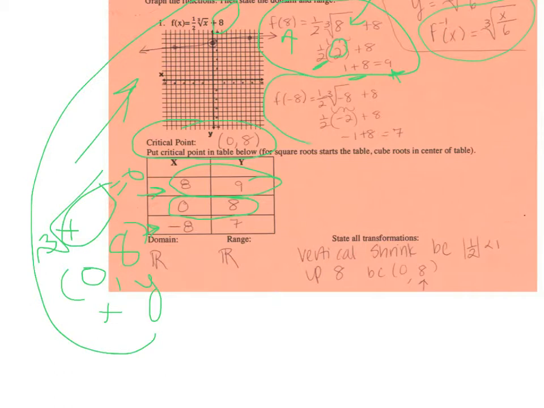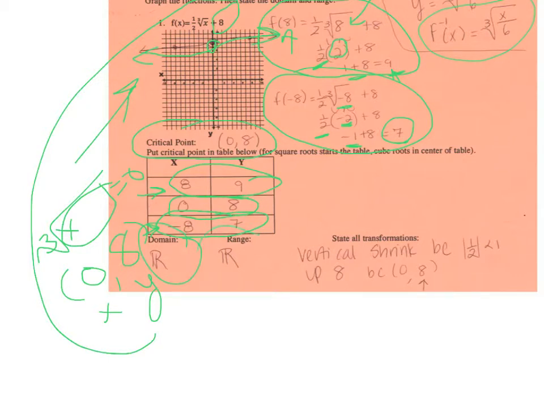Then when you plug in negative 8, same thing. Cube root of negative 8 is negative 2. You multiply by a half, you get negative 1. Add 8, you get 7. So we have our ordered pairs. Here's our critical point in the center. And we draw a rough sketch.